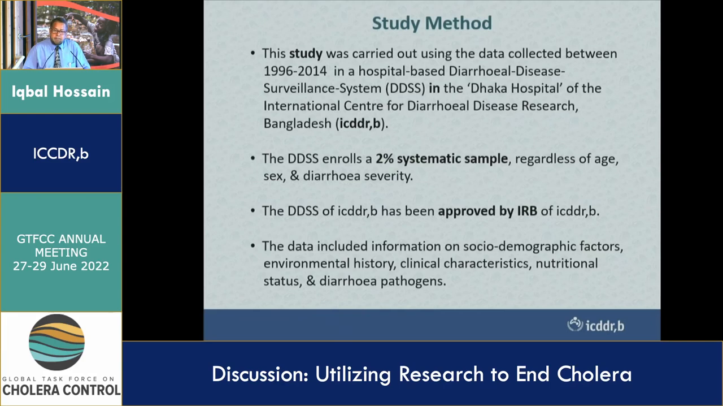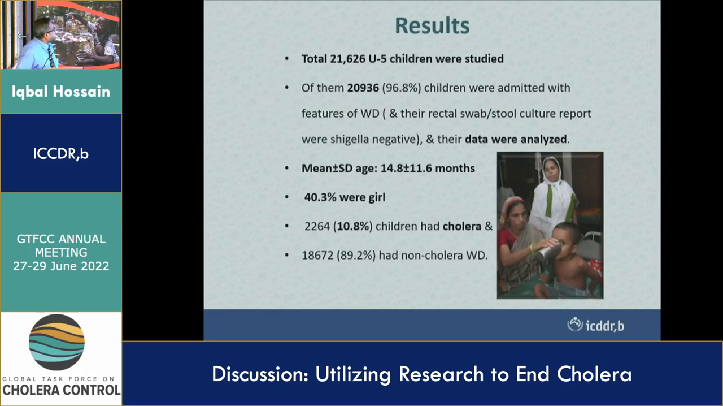And surveillance is approved by the IRB of ICDDRB. The data included information on socio-demographic factors, environmental history, clinical characteristics, nutritional status, and diarrhea pathogen. So the result, a total of more than 21,000 under 5 children were studied.